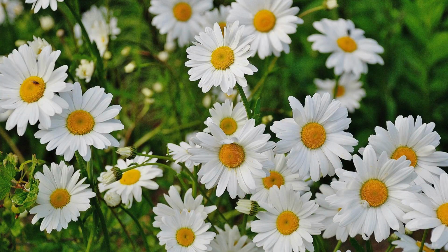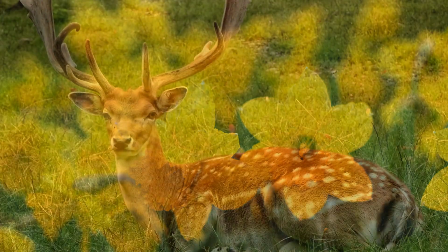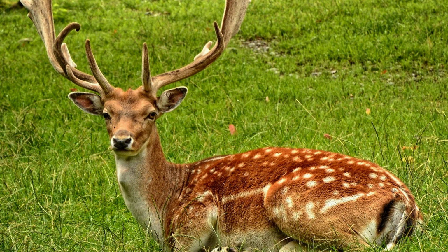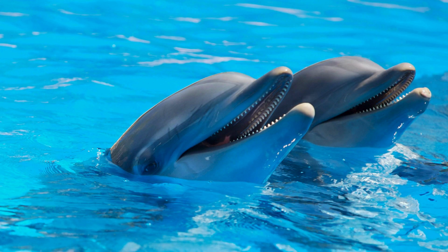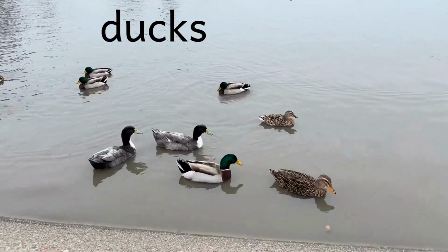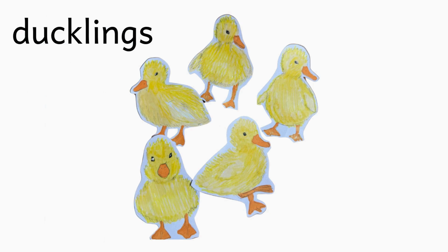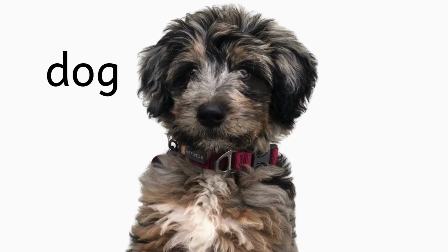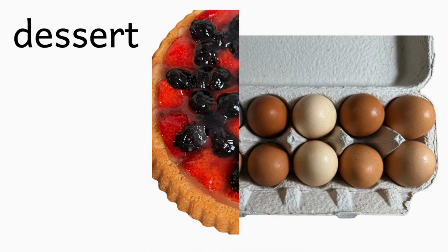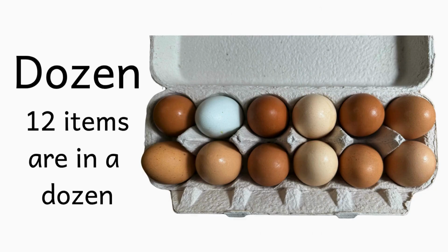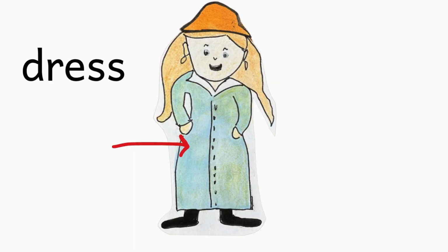Presenting the letter D. D for daisies. D for daffodils. D for deer. D for donkeys. D for dolphins. D for ducks. D for ducklings. D for dog. D for dessert. D for dozen. There are 12 items in a dozen. D for diamond shapes. D for dress.